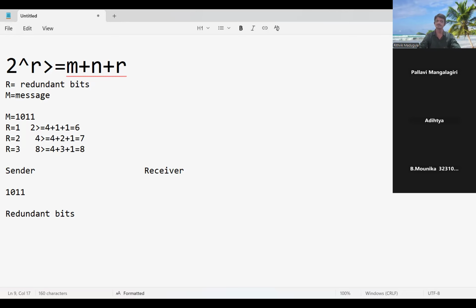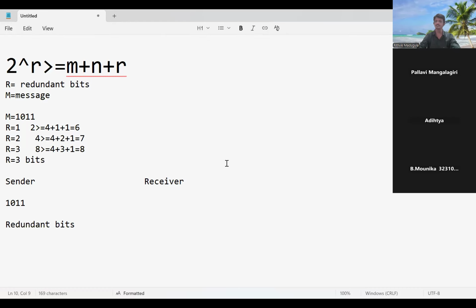So how many bits do we have? 4 plus 3 plus 1, 8 bits. So now we get the value R is equal to 3 bits. When R is equal to 3 bits, I need to take 3 bits to add as parity. The message is 1011, and I need to add 3 parity bits to this message.